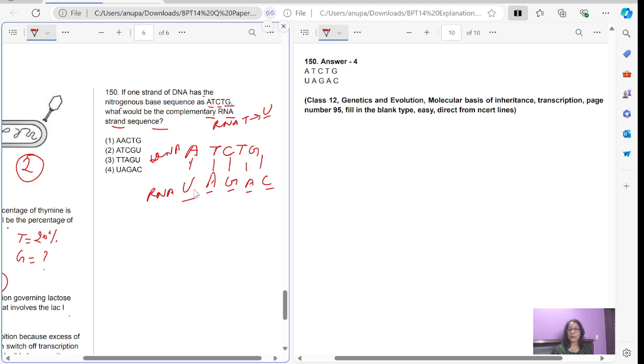Now check out the options. The first option A, C, T, G. This is wrong. Second option is A, T, C, G, U. This is also wrong. Third option is T, T, A, G, U. This is also wrong. And fourth option is U, A, G, A, C. So the answer for this question will be option number 4.